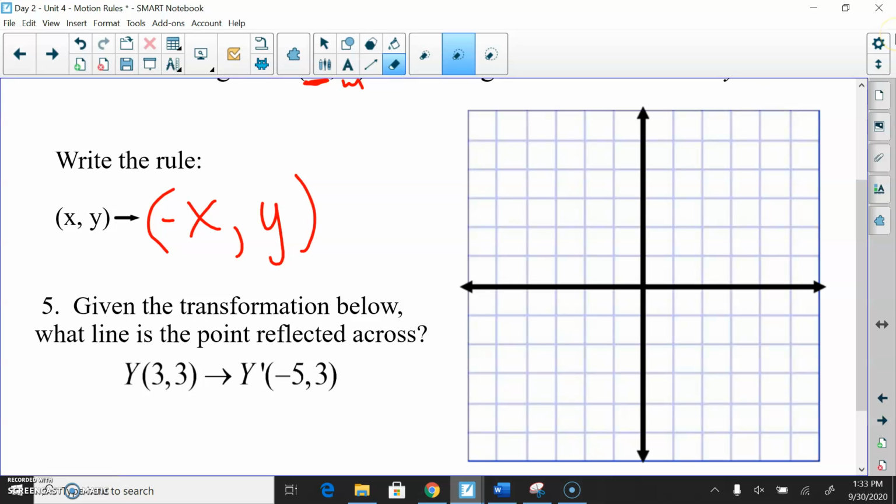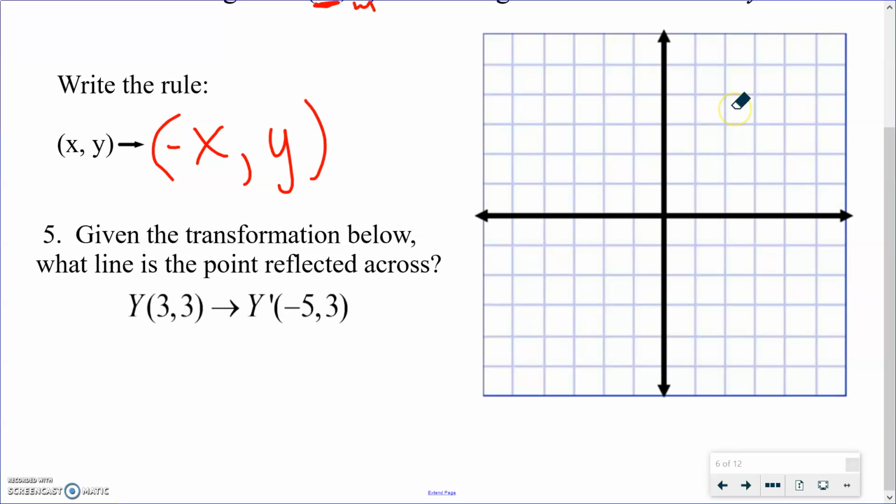Okay, so we're going to go back here and do 3, 3 for y. Okay, and then y prime is at -5, 1, 2, 3, 4, 5, and up 1, 2, 3.